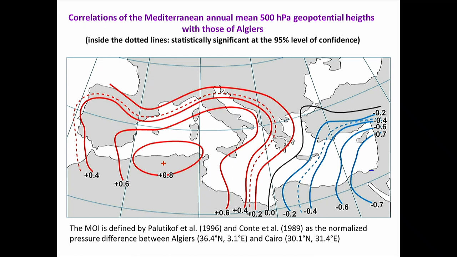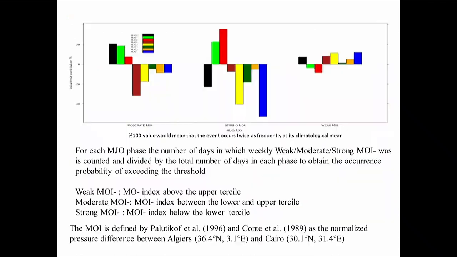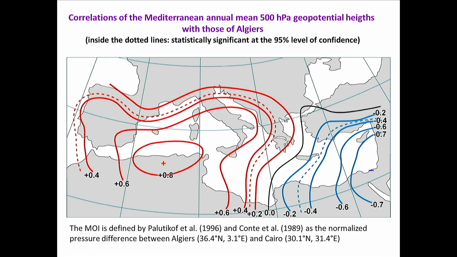So we have also tried to find if there is any relationship between the occurrence of this Mediterranean oscillation and the different phases of MJO. This is just to show that there is a seesaw between the two regions. Here we correlate Algiers' geopotential height at 500 with other points. It is just a correlation between this point and other points, and we see that we have a dipole. It means that we have some kind of oscillation.